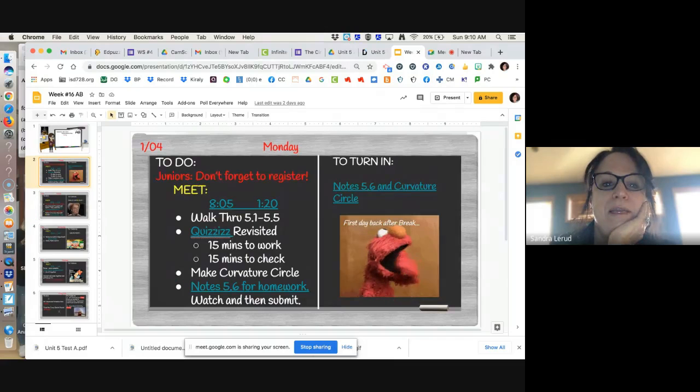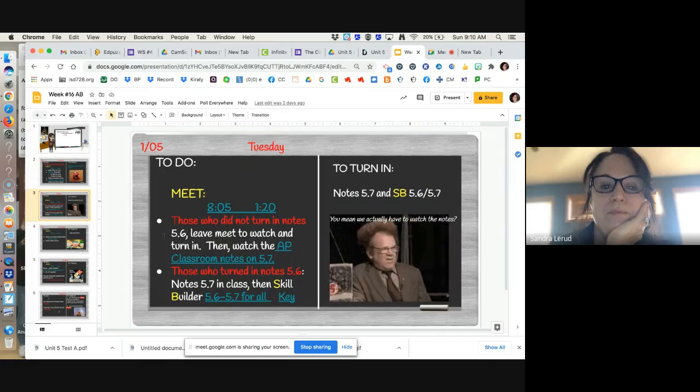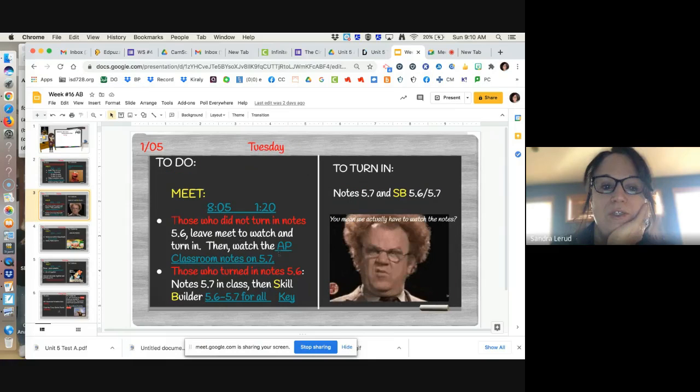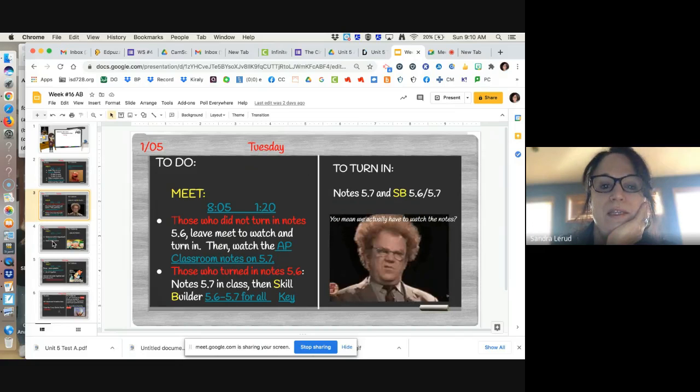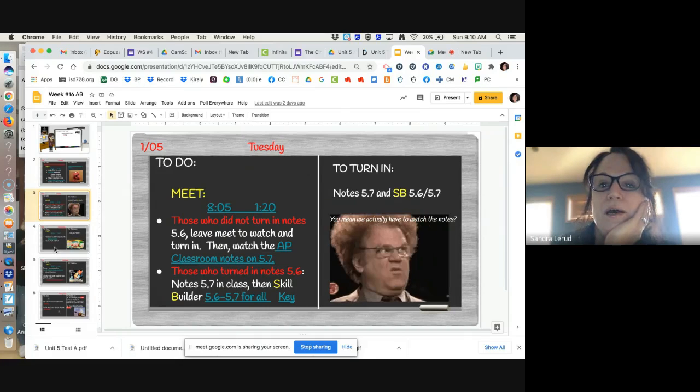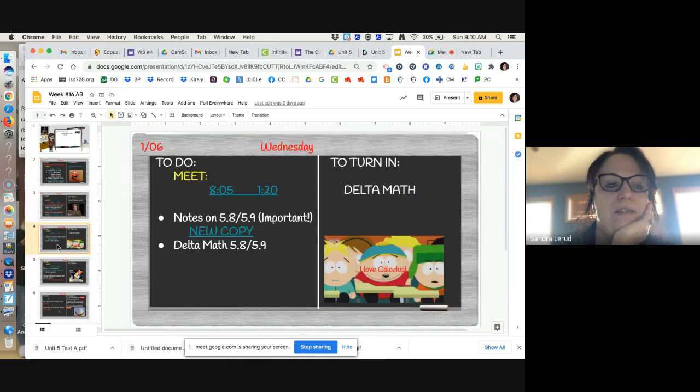On Monday, we're going to walk through the quizzes that you took before break. And then you're going to have notes for homework. So Monday, your homework will be to take notes. Tuesday, those who didn't watch those notes are going to leave the meet and go take them, while those who did, we're going to work a little bit together on the homework. And then you'll have to finish that as your assignment.